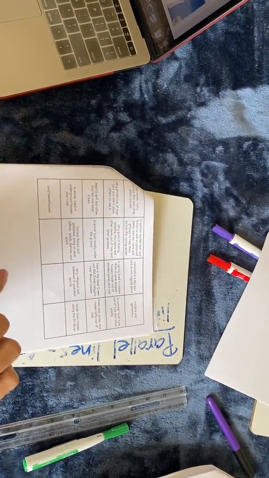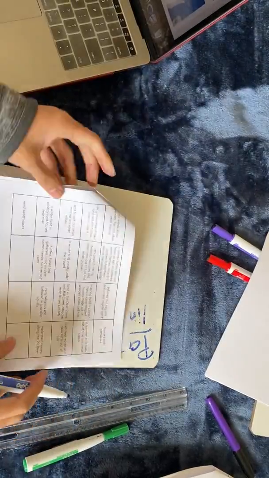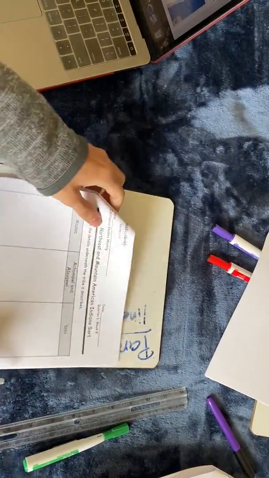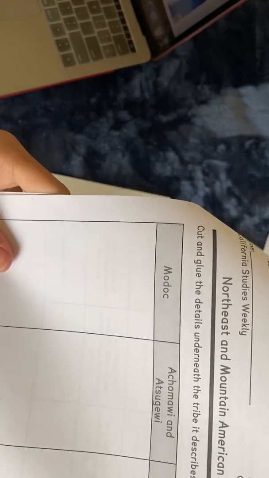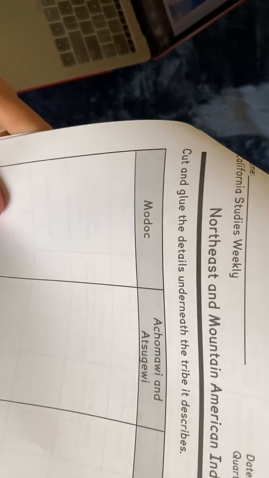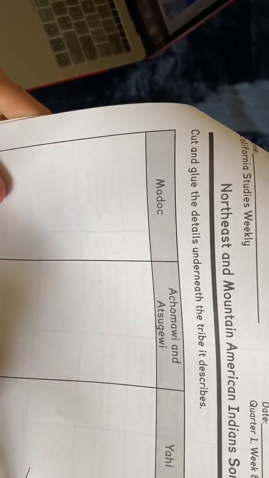For example, let's take a look at this one, this fact. This fact says hunter-gatherers, okay? So you're going to read your newspaper, and then you're going to cut it, and you're going to find out if the Modocs were hunter-gatherers, or the Achomawi were hunter-gatherers, or the Yahi were hunter-gatherers, okay? Again, your newspaper tells you which facts should go where, okay? So go ahead and read your newspaper and figure out where these facts go, cut them, and then glue them where they need to go, all right?